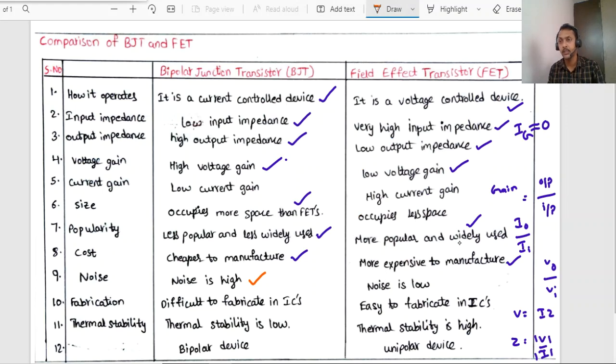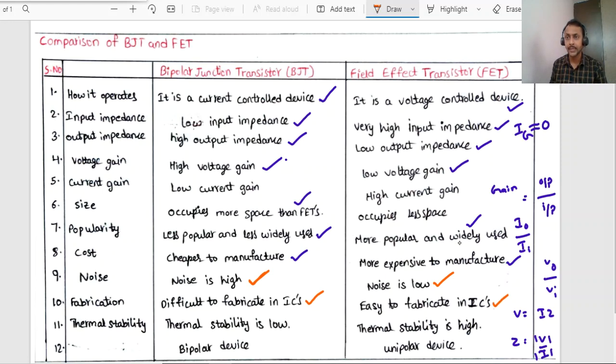The noise, in the sense, is a disturbance in the signal, an unwanted quantity. Apart from the fundamental quantity, some other disturbances present in the signal, we can treat as the noise. So the noise is high in BJT, whereas in FET the noise is low, and BJT is difficult to fabricate in integrated circuits, whereas the FET is very easy to fabricate in an integrated circuit.